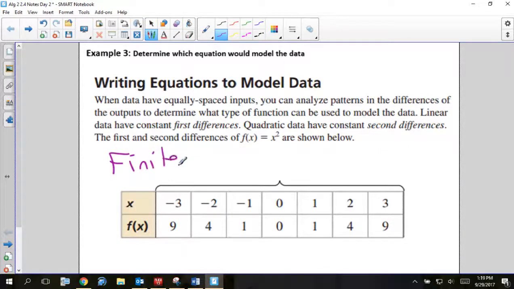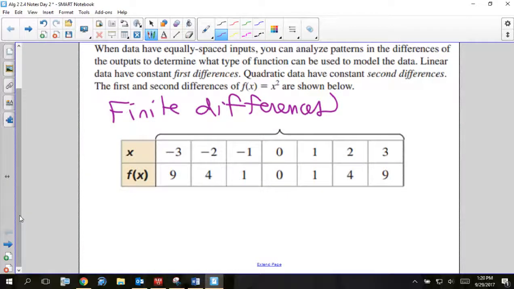Finite differences is what we're going to do. And to find finite differences, you're going to take the y values and you are going to say, from 9 to 4, do I add or subtract and how much? Subtract 5.